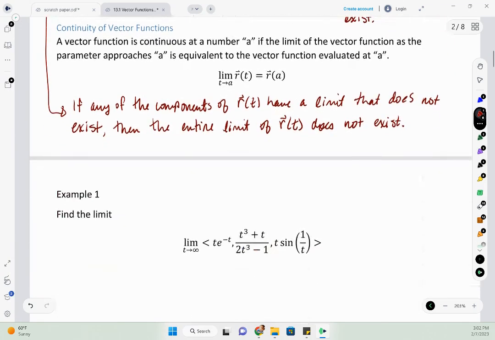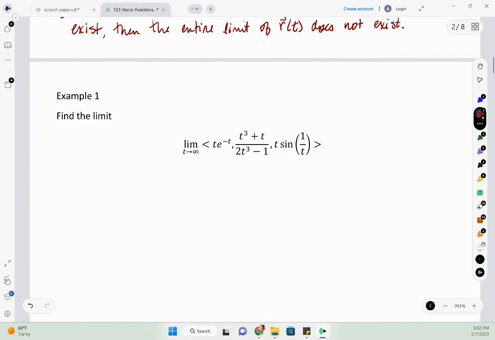Okay, so let's get straight into some examples. This first example, we're being asked to find the limit of a vector, and there are three components of the vector, which means we have three limits to look at. So I actually write it out that way. I go ahead and I write the first one. That'll be the limit as t goes to infinity.